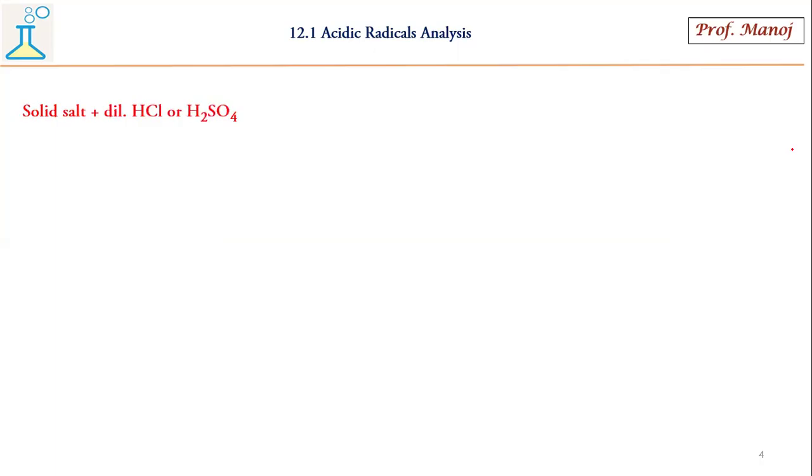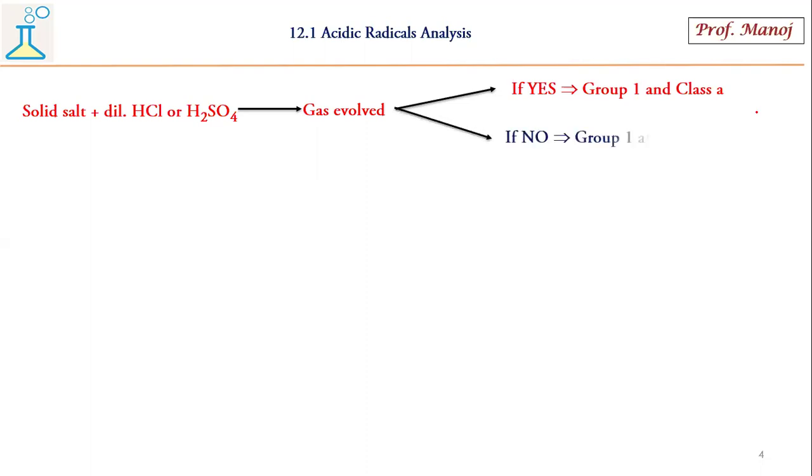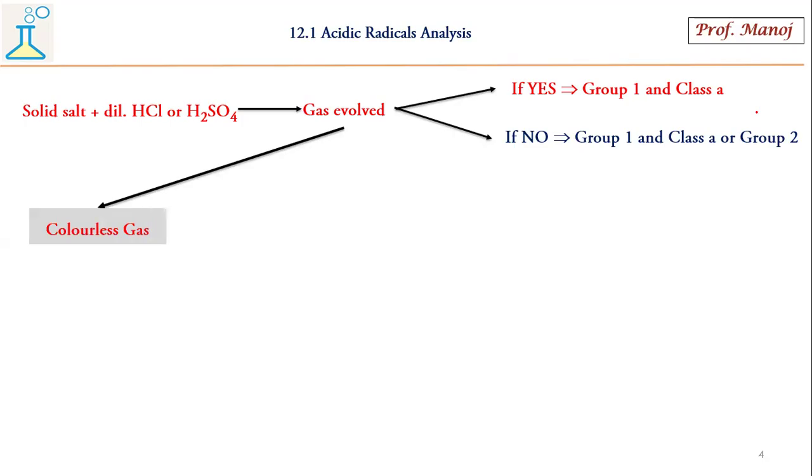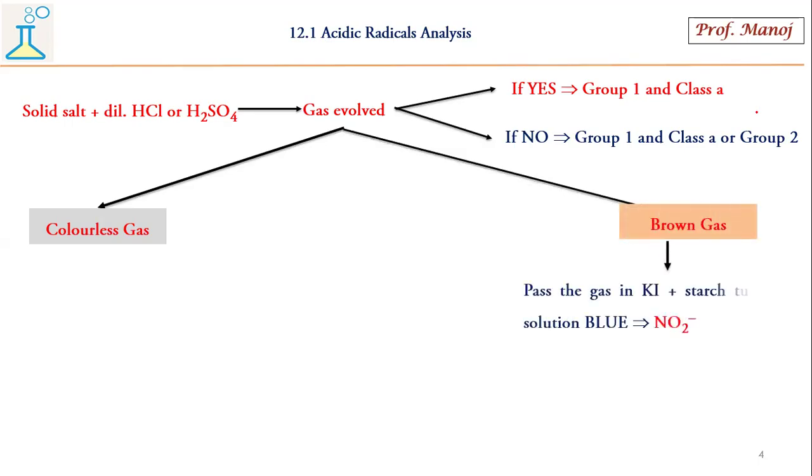When we take a solid salt and react it with dilute HCl or dilute H2SO4, you will find there is a gas evolved. If there is a gas evolved, you call it group 1 class A. If there is no gas evolved, it will be group 1 class B or group 2. Let us go in detail about if gas is evolved. If gas is not evolved, it's very simple. Gas evolved is suppose colorless gas. Then we have different possibilities.